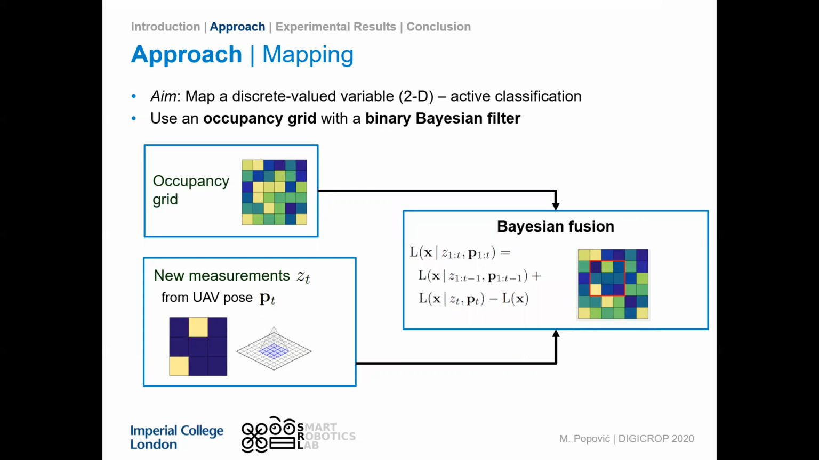Given these two models, we can then project the camera field of view on the terrain map and apply a binary Bayes filter to update the visible cells. This approach is commonly used for classification and is chosen for its simplicity and efficiency.